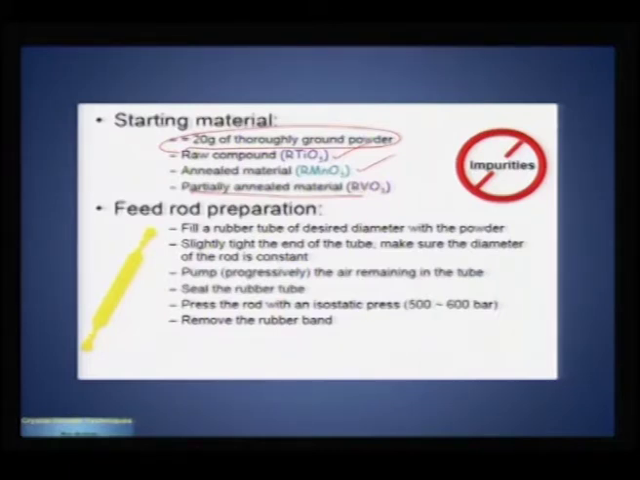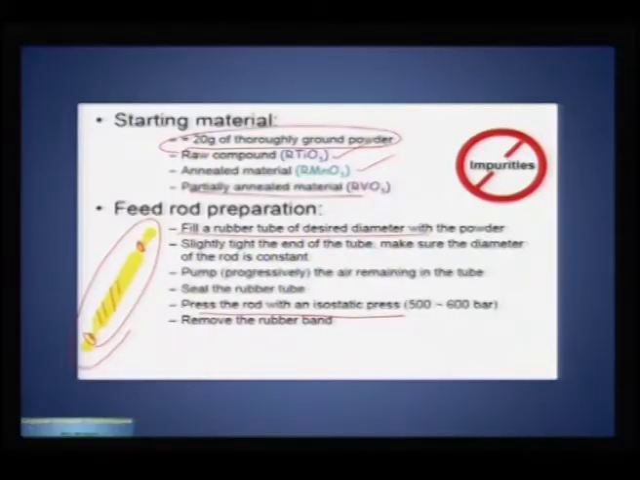So this is just to prepare your sample. And how do you go about it? You fill it in a rubber tube. You can even do it in a balloon, and you can stack this 20 gram in a balloon and tie it in this fashion, and you can tie the ends, and you can put this in an isostatic press. Isostatic press is nothing but you put it in a container with oil, and then you apply pressure from all sides. Then what happens, this stuff which is contained in the balloon or rubber will become a rod by itself.